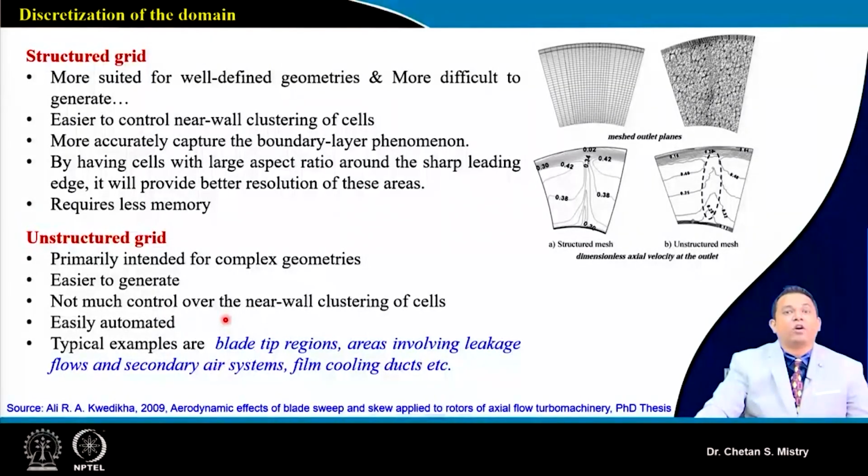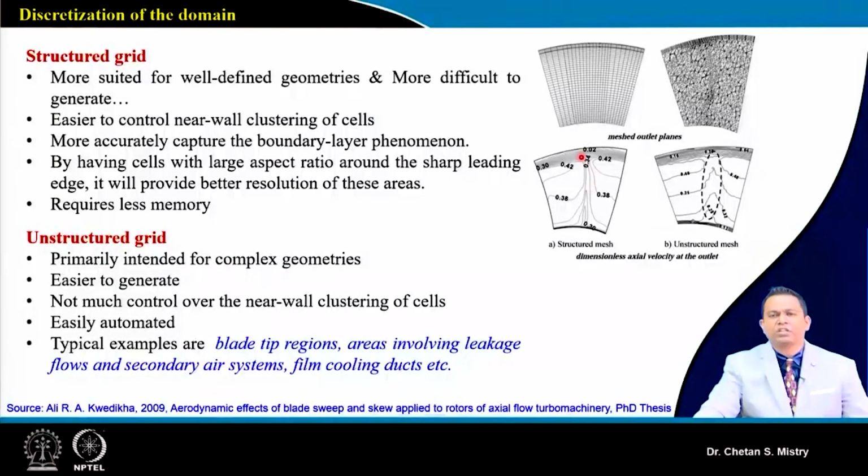It is easily automated. Typical flows, if we are looking at, say, the near blade tip region, areas involving leakage flow or secondary air system, film cooling, casing treatment, all those kinds of configurations where it is a little difficult to do meshing with a small dimension. Under that configuration, we go with, say, unstructured mesh.